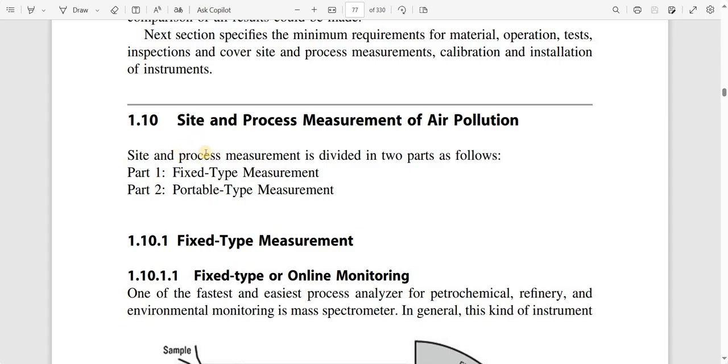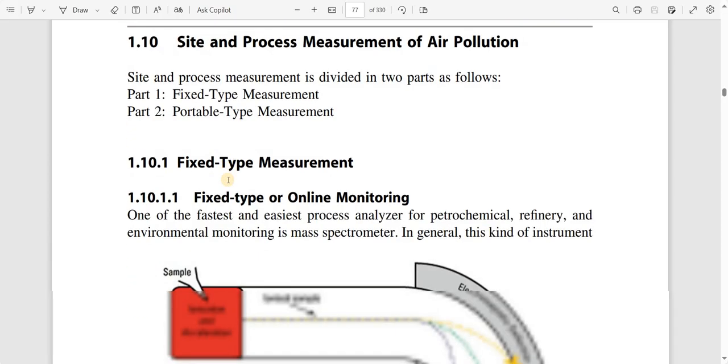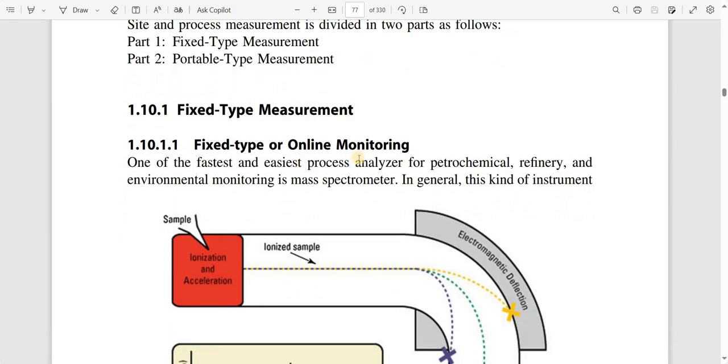Let's see how site and process measurement is divided into two parts. The first one is fixed type and the second one is portable type. First we'll learn about fixed type or online. We can monitor online.